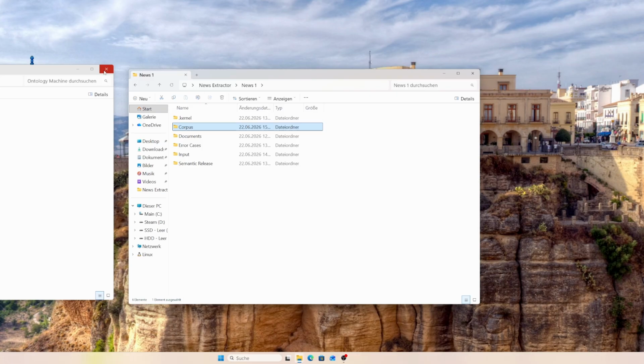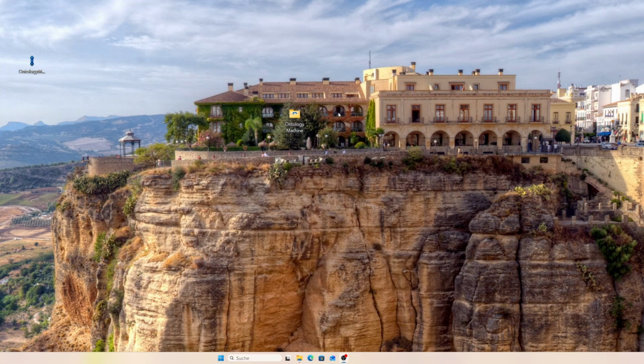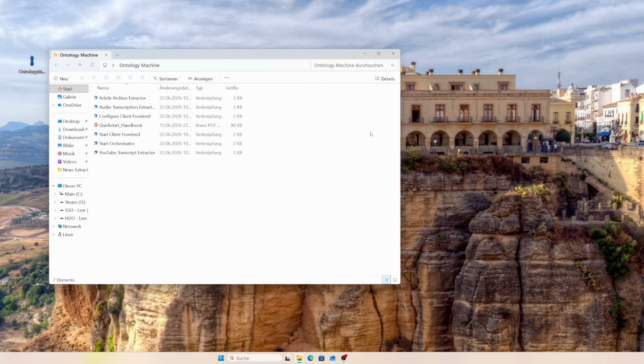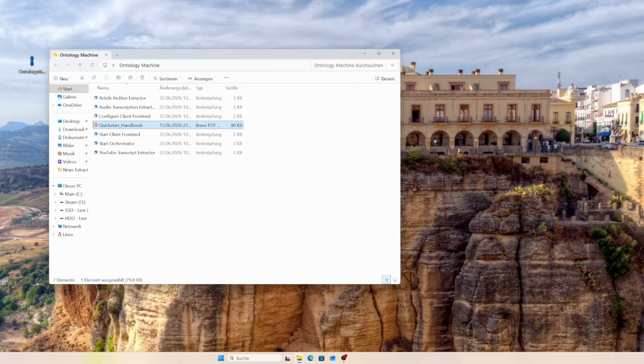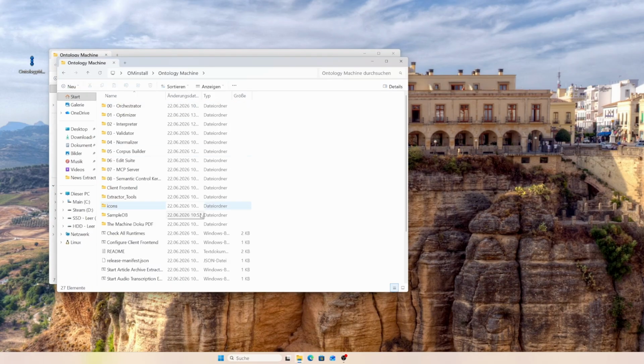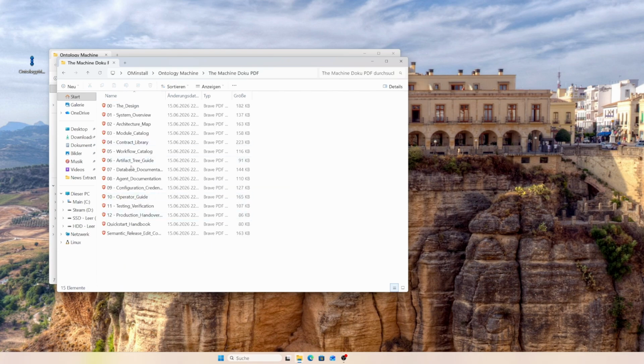So now, this is what the Ontology Machine is and what it can do. And if you are interested, you can just read the handbook, or if you have massive amounts of time, you can go into the folder and read the documentation. There's plenty to read for hours and hours if you're interested in how that thing works, what's beneath the hood, how the design process went down, what went wrong.